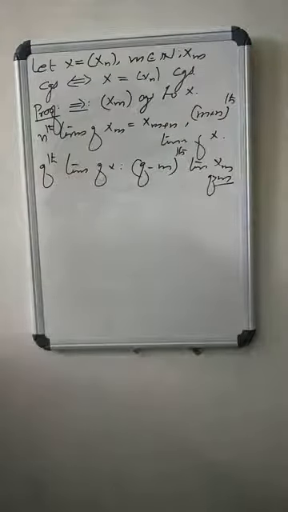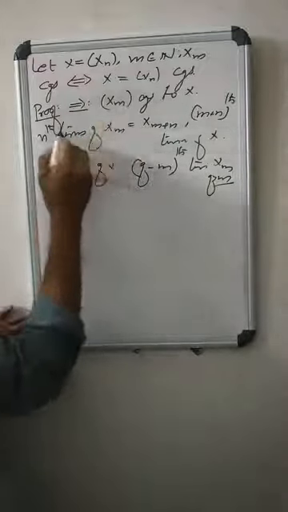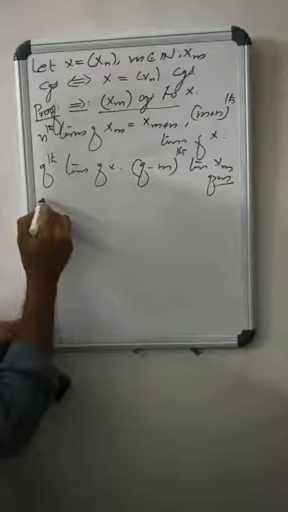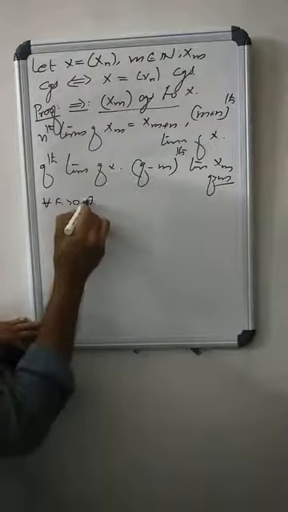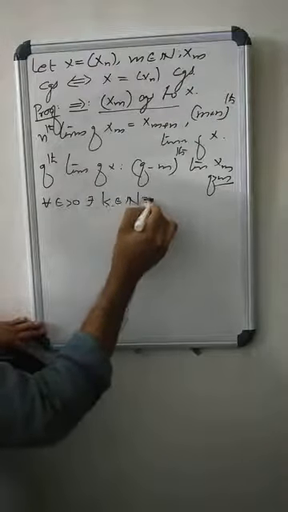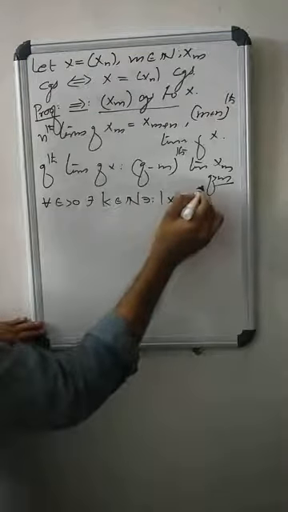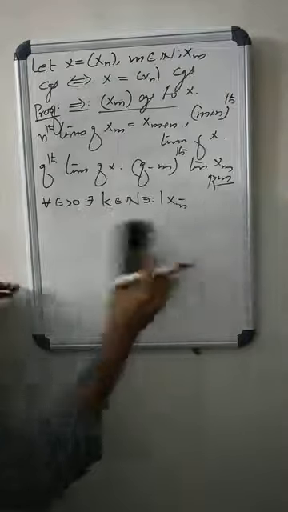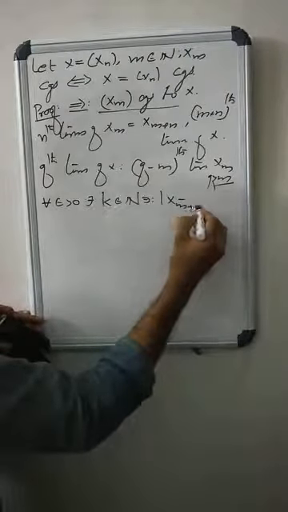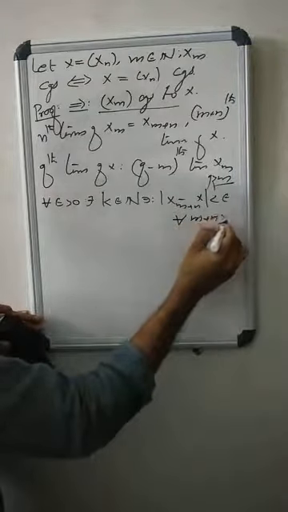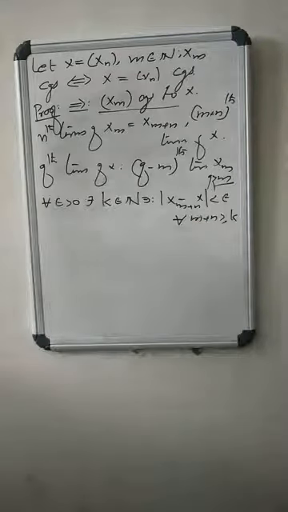Now, first suppose that the m-tail sequence xm converges to x. That means for every epsilon positive, there exists a natural number k such that the modulus of x(m+n) minus x is strictly less than epsilon for all m+n greater than or equal to k. First we assume that the m-tail sequence xm converges to x.